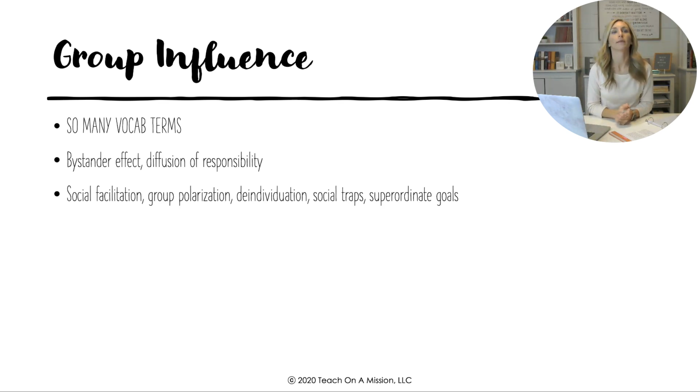There's so many vocab terms for group influence, so please make sure that when it comes to social psych, you are studying your vocab terms. So making sure you understand the difference between the bystander effect and diffusion of responsibility. Bystander effect is the effect. It's what happens, in that as there are more people around, the likelihood of someone getting help decreases. It's almost like a negative correlation, but it's a negative relationship, in that as the number of people present around someone who's suffering goes up, the likelihood of them being helped goes down.